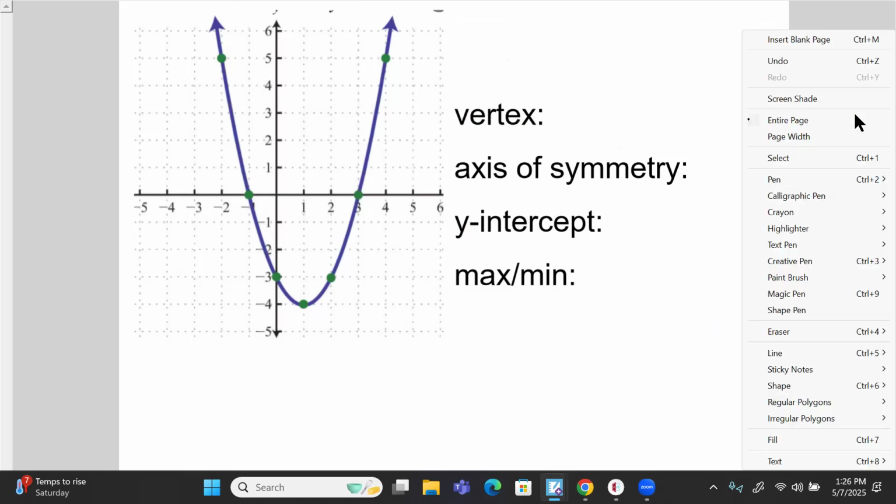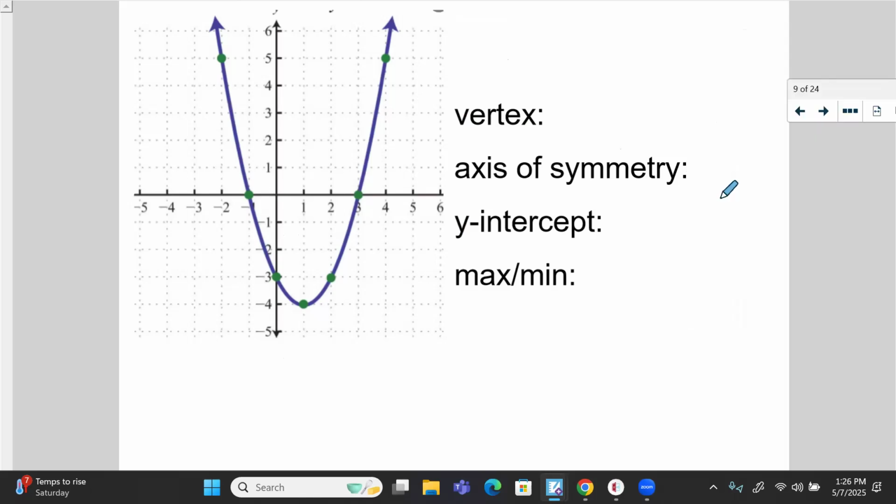So when given a graph, my vertex is the point where the graph changes direction. So this point down here that I just circled is your vertex. So what is the ordered pair of that point? Well, the ordered pair is (1, -4). The vertex is (1, -4) because that's where this graph changes direction.